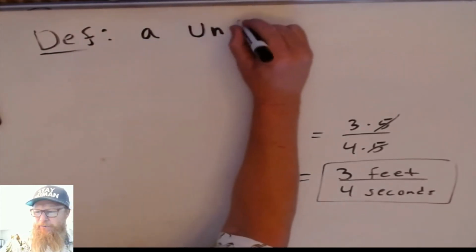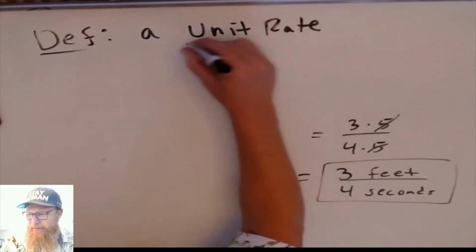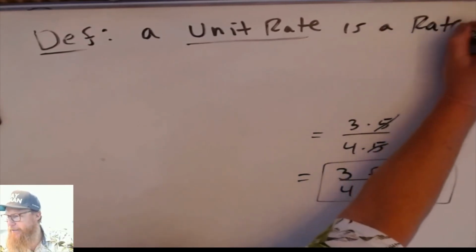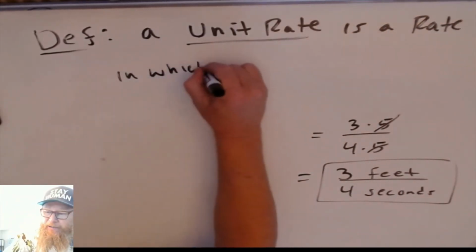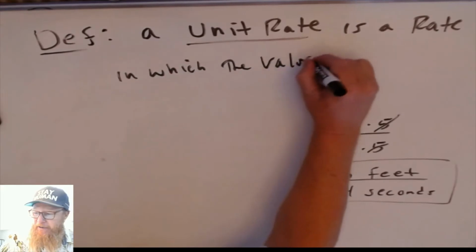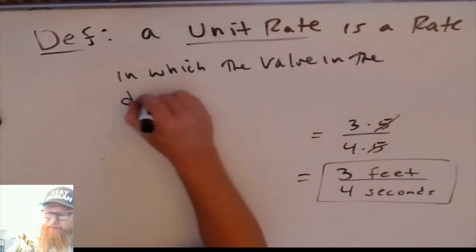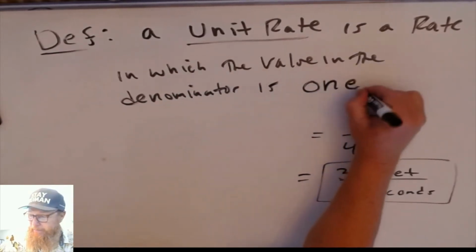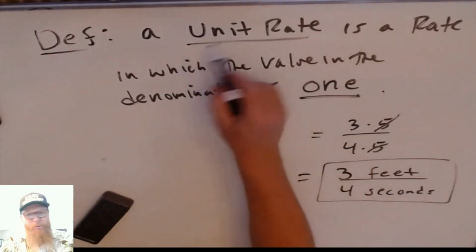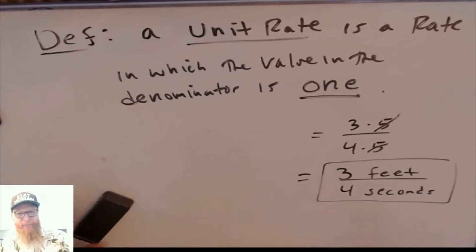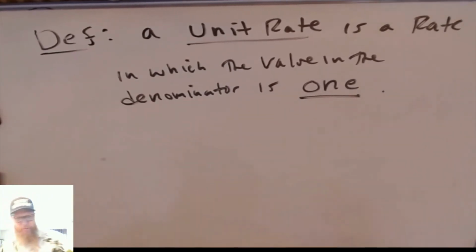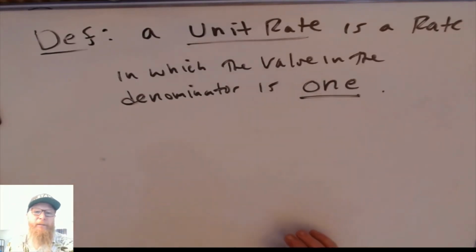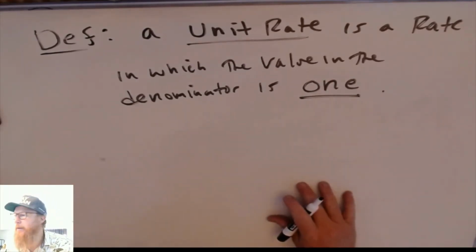A unit rate is a rate in which the value in the denominator is 1. Uno. Unit. Unus, it's Latin for 1. Or unum, pluribus unum.